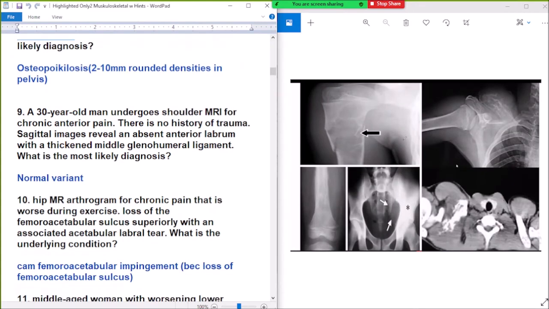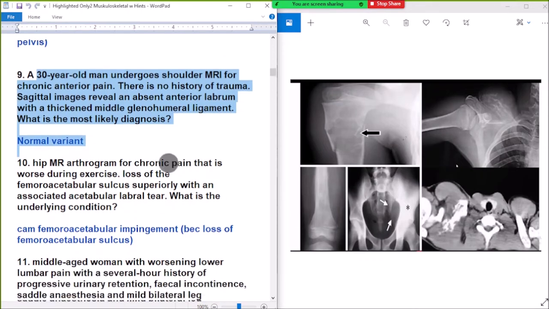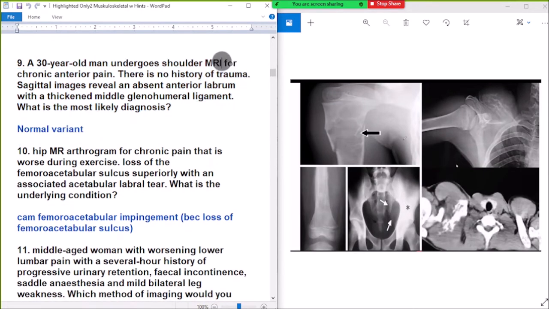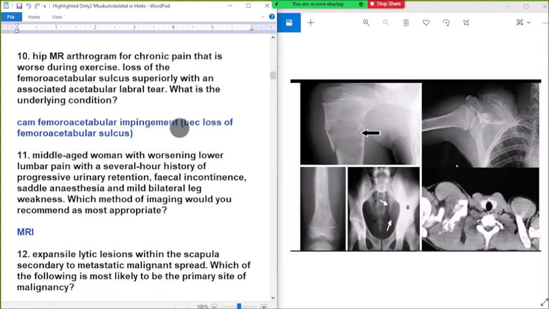Question 9. A 30-year-old man undergoes MRI for chronic anterior shoulder pain. There is no history of trauma. Images reveal an absent anterior labrum with a thickened middle glenohumeral ligament. Most likely diagnosis: normal variant. On MRI of the shoulder, there is no history of trauma and there is an absent anterior labrum with a thickened middle glenohumeral ligament: normal variant.